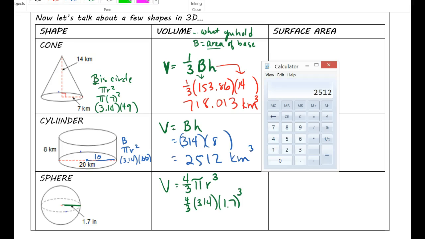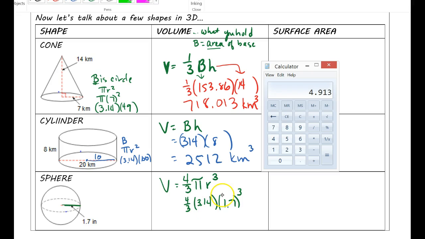So the hardest part of this might be doing this over here. So let me show you what I would do. I would first type in 1.7 to the 3rd. Now, if you have a fancy calculator that can do that, great. If not, it just means that you have to do what I have to do over here, which is 1.7 times itself 3 times. So 1.7 times 1.7 times 1.7. That's what that equals. So this number over here is 4.913.